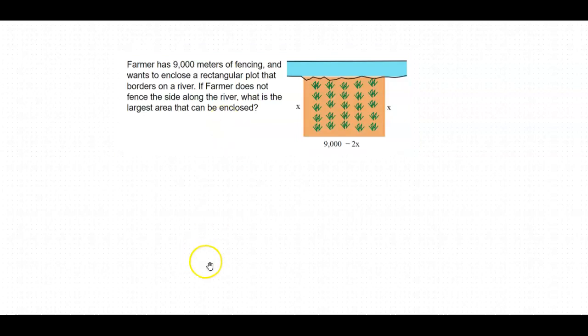be enclosed? All right, so with these types of problems, we see what are they trying to minimize or maximize. In this case, they're trying to maximize the area. So that's going to be our objective function. So I'm going to start with area is equal to, and the area of a rectangle is just going to be base times height. So we'll call this the base.